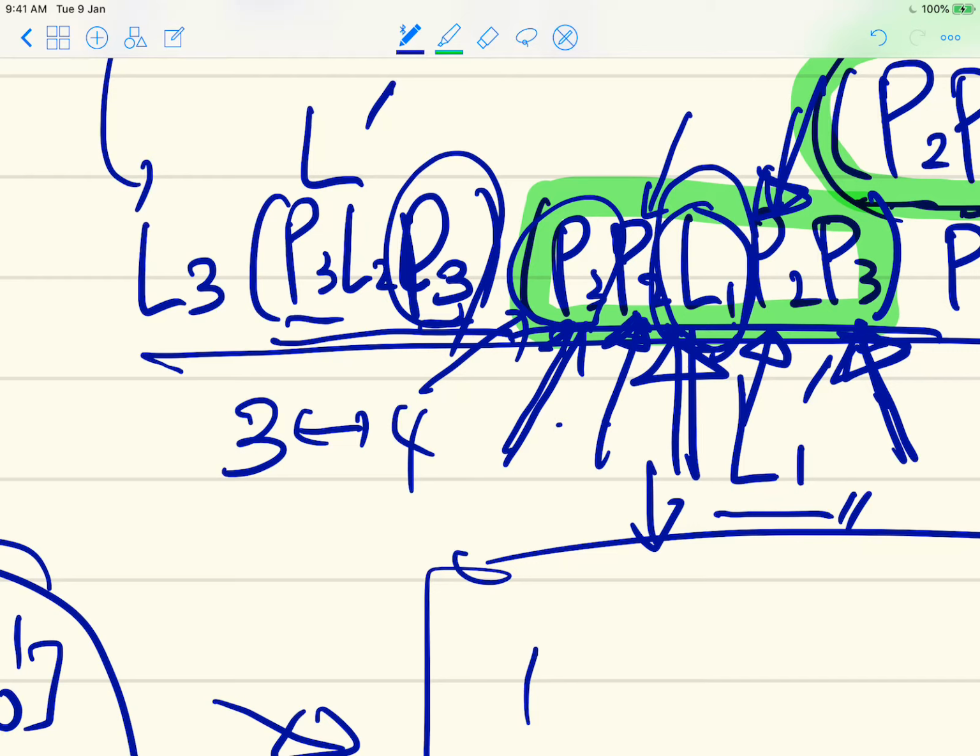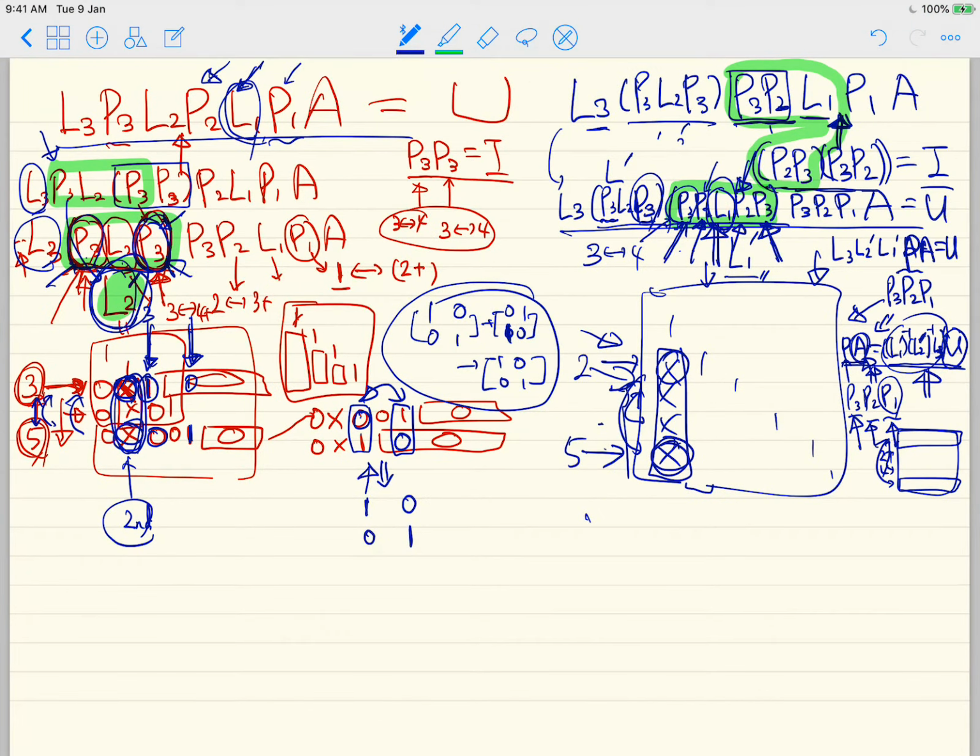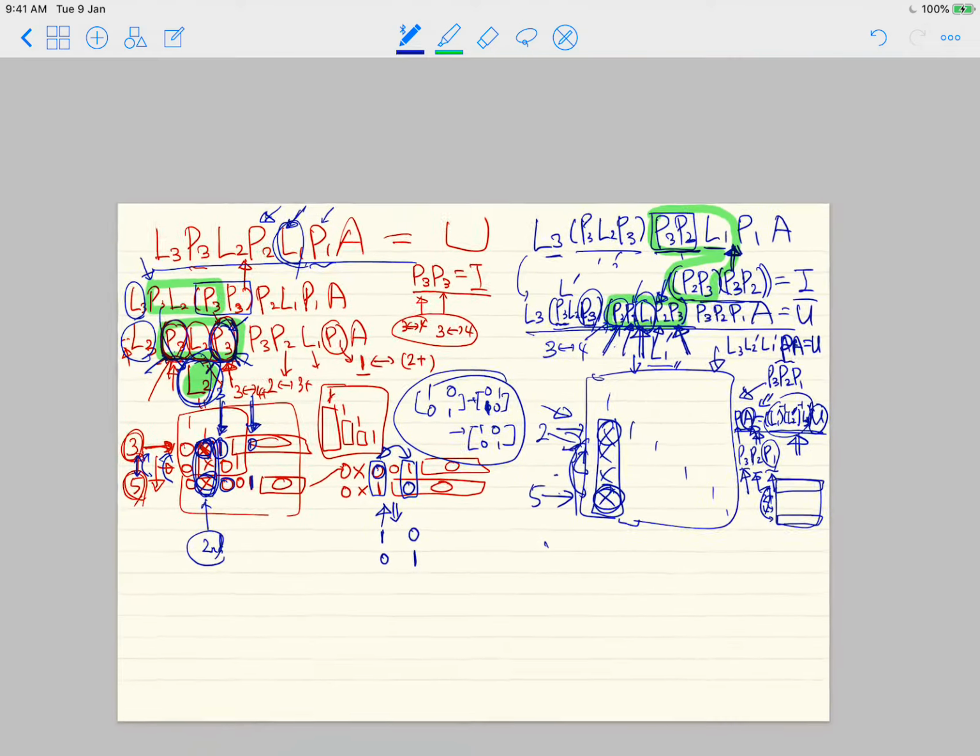Okay, so where is this P3 coming from? So P3 is the next step of a permutation after we applied L2, right?